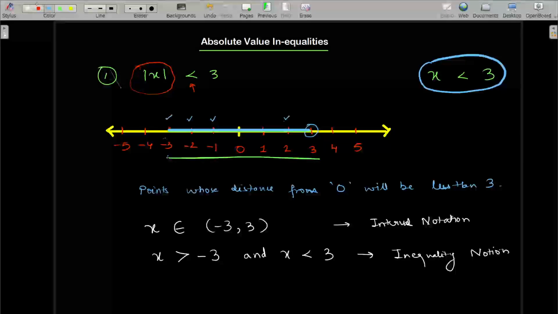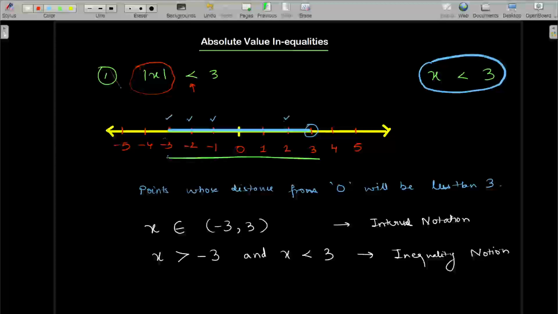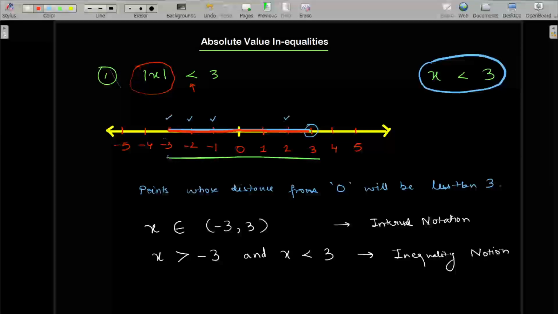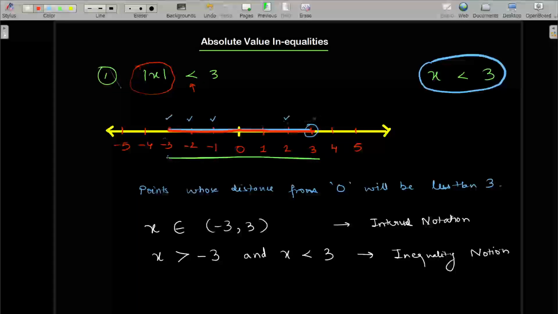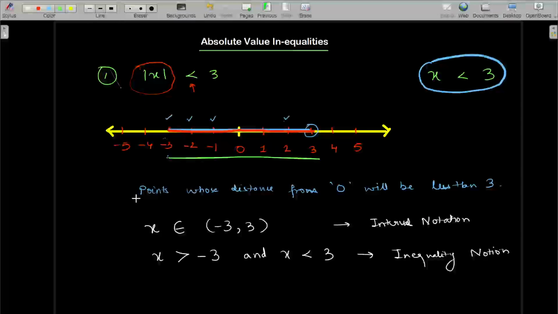Okay, but with absolute value inequalities, it's slightly different. So this is the solution on the number line. Now should we draw an open circle or closed circle on 3? Open circle. And why? Because it's less than 3, not less than or equal to 3. So we don't have to take the distance exactly equal to 3. We have to take the distances which would be less than 3. And that's why here I've drawn parentheses.